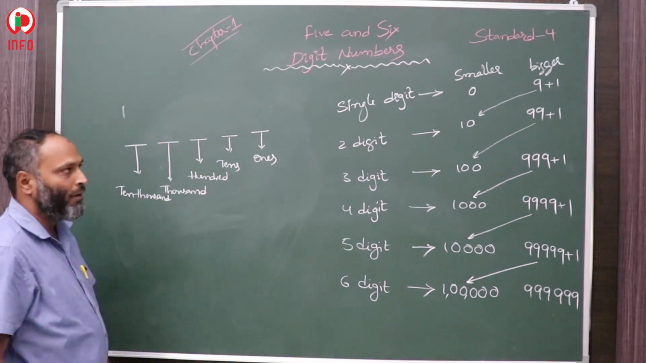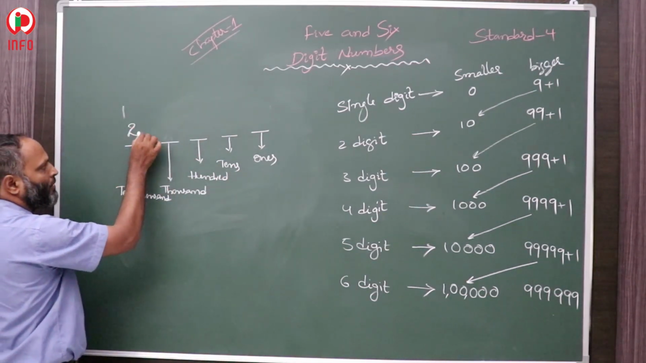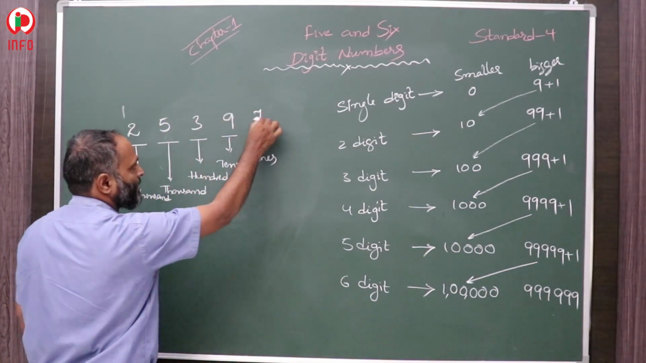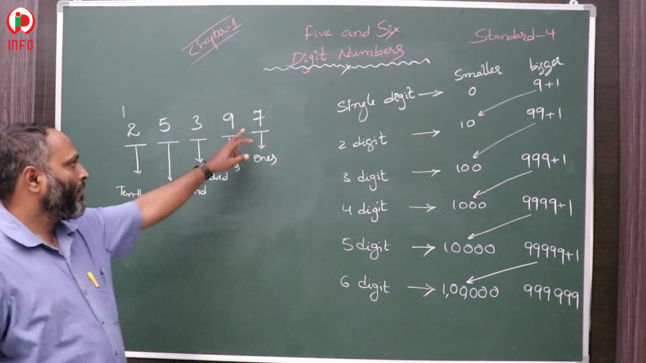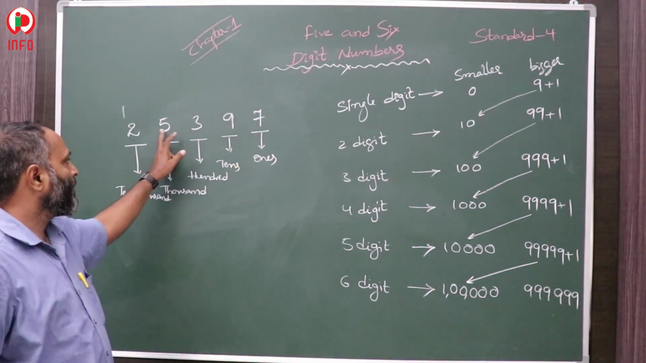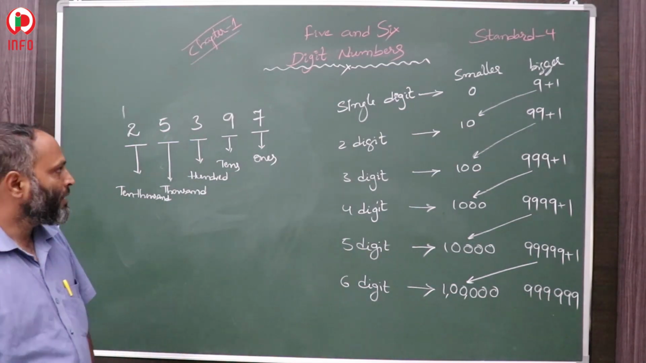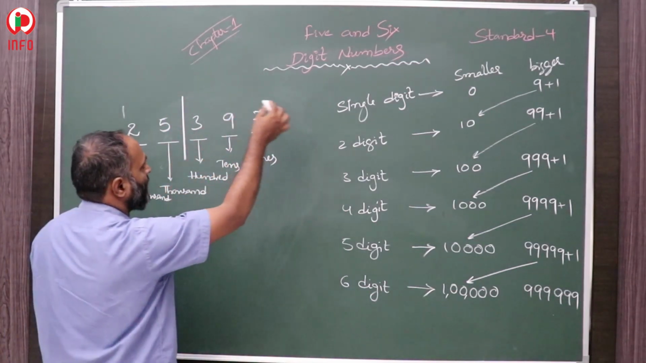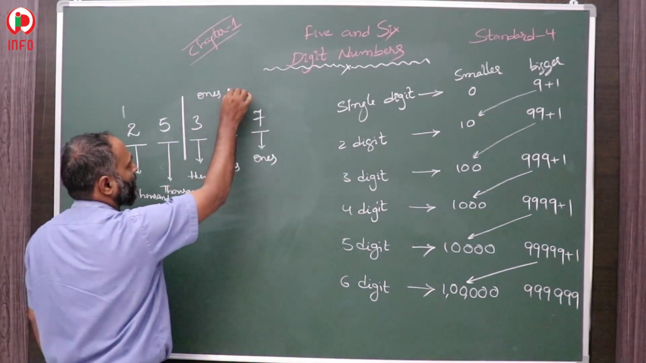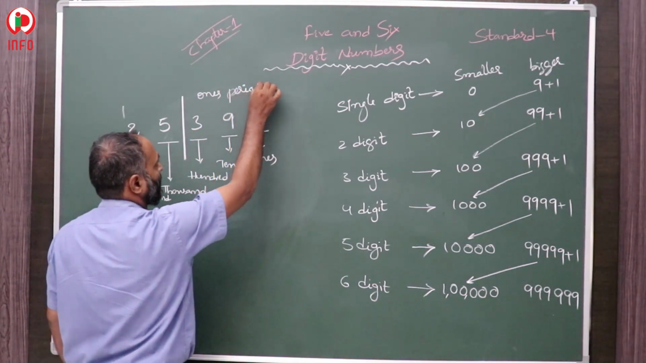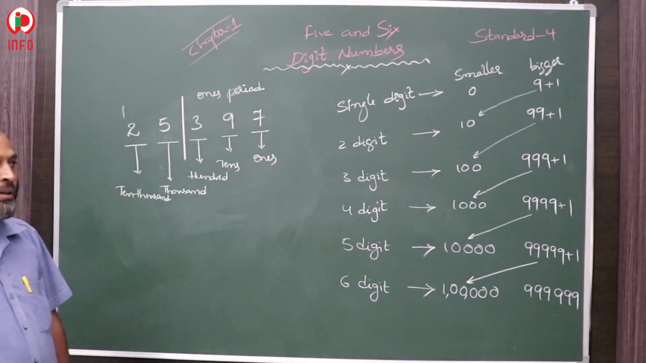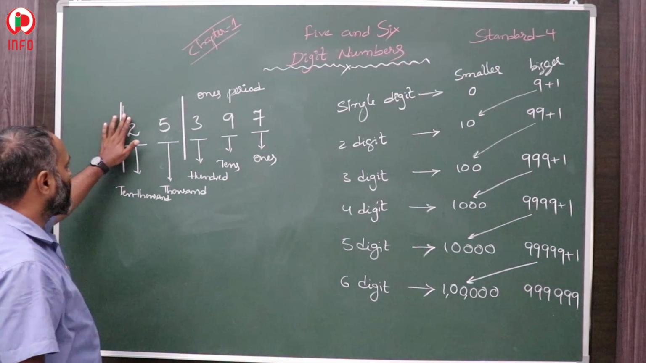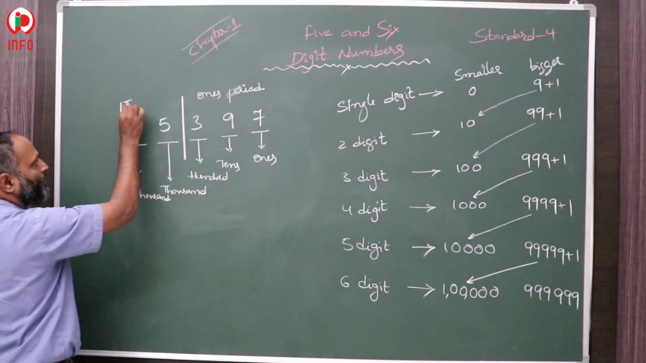Take one number like 2, 5, 3, 9, 7. This is a 5 digit number: first, second, third, fourth, fifth. Total 5 digits. In these 5 digits, the starting 3 digits are called one period. This is called one period. After the ones period, the next 2 places are called the thousands period.